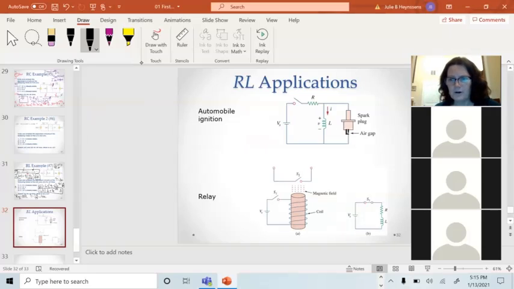I want to spark a spark plug on my car. So what I do is I initially have this switch closed. Let's do this qualitatively, and then I'll let you guys go. We have this switch closed. This limits the current. We have current flowing through an inductor, and the current's going to reach a steady state.